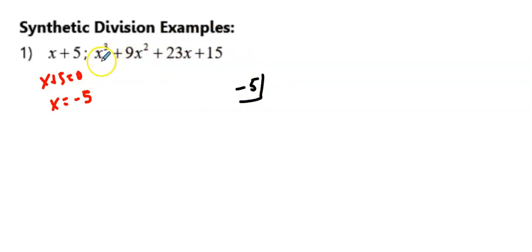Now we're going to use each of the coefficients. So we have a degree of 3, and we want to use the coefficient for each of the remaining powers. So we have coefficients of 1, 9, 23, and 15. If there was a power that was missing, we would fill in a 0 for it, and we'll do an example of that later.